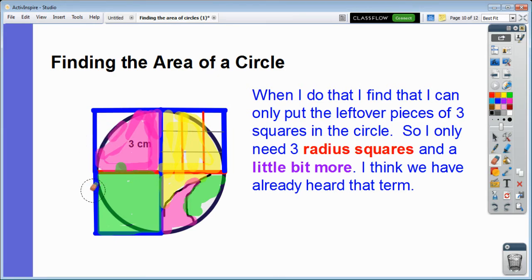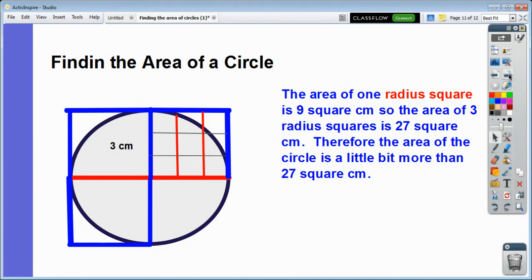I already put those in there. I already put that in there. So here's 1 radius square, 2 radius squares, and 3 radius squares, and just a little bit more left over. The area of 1 radius square is 9 square centimeters. So the area of 3 radius squares is 27 square centimeters. Therefore, the area of the circle is a little bit more than 27 square centimeters.